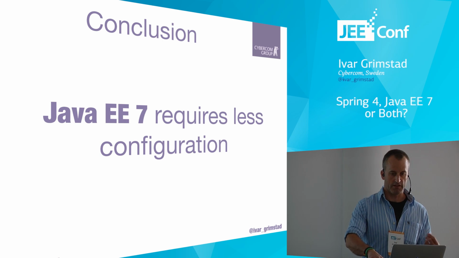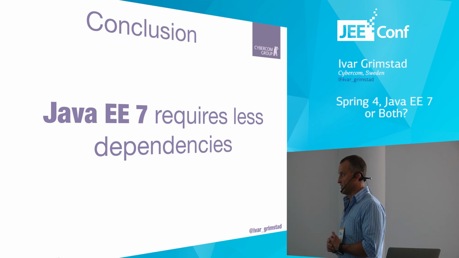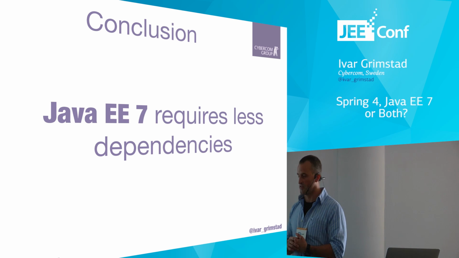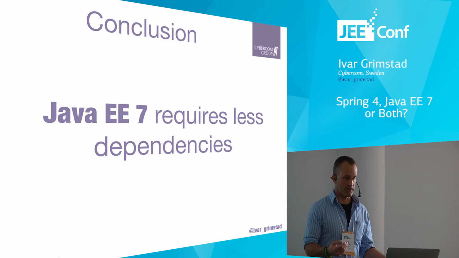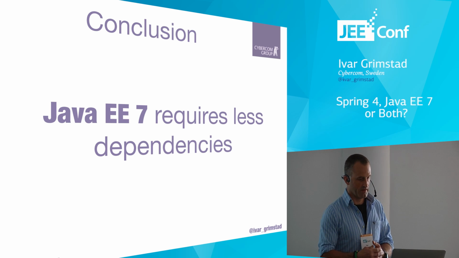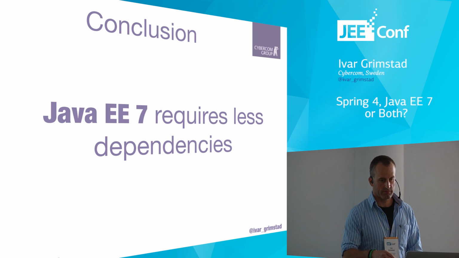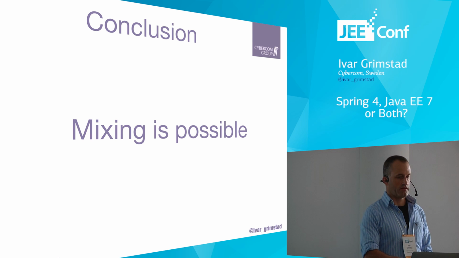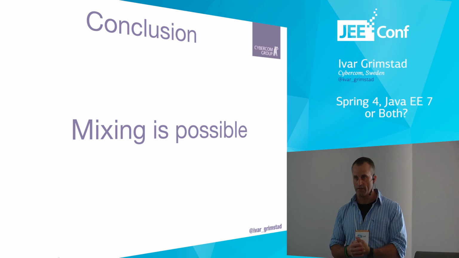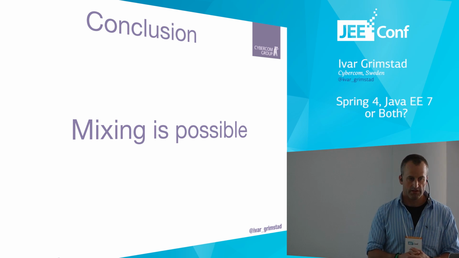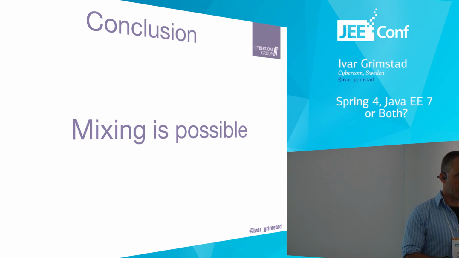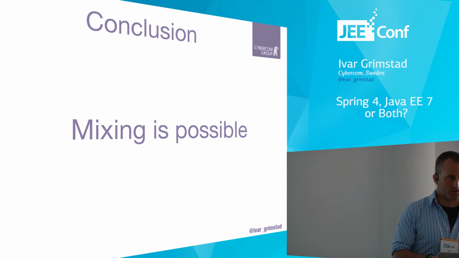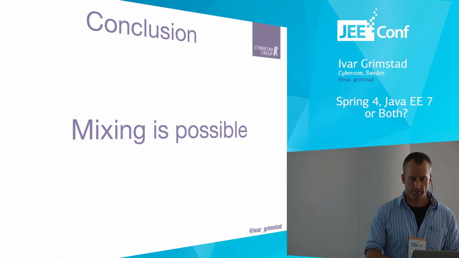But you rely on the container. Java EE 7 requires fewer dependencies because they are provided for you by the container. And mixing them is possible if you need to do it, but it requires a little effort depending on what you actually want to do.